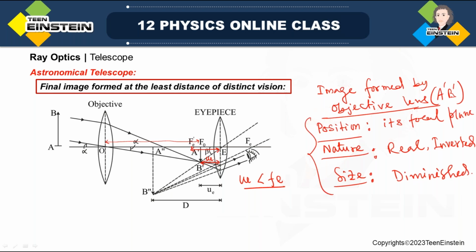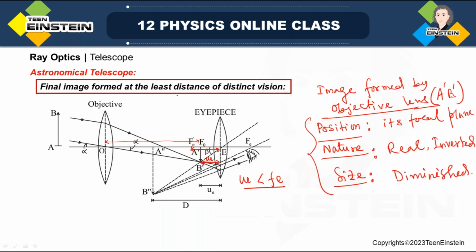Now you know what is happening, right? Then a virtual image will be formed by this eyepiece on the same side. See, that virtual image is A double prime, B double prime. Okay, and in this case, when the object is within the focal length, then the image will be enlarged, virtual, and erect. So A double prime, B double prime is the erect image of this A prime, B prime, isn't it? And it is an enlarged image.